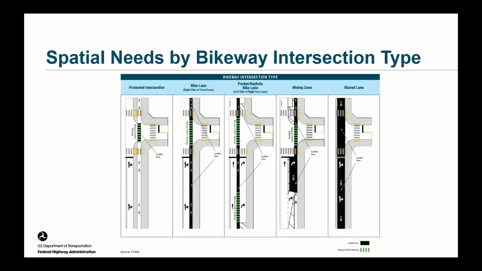And then it notes specific places where conflict markings may be included. You can see the level of exposure and the level of the spatial needs on the conflict area. It really does change intersection type by intersection type. And so we wanted to follow this graphic up with a few dimensions. If you'll go to the next slide for me.